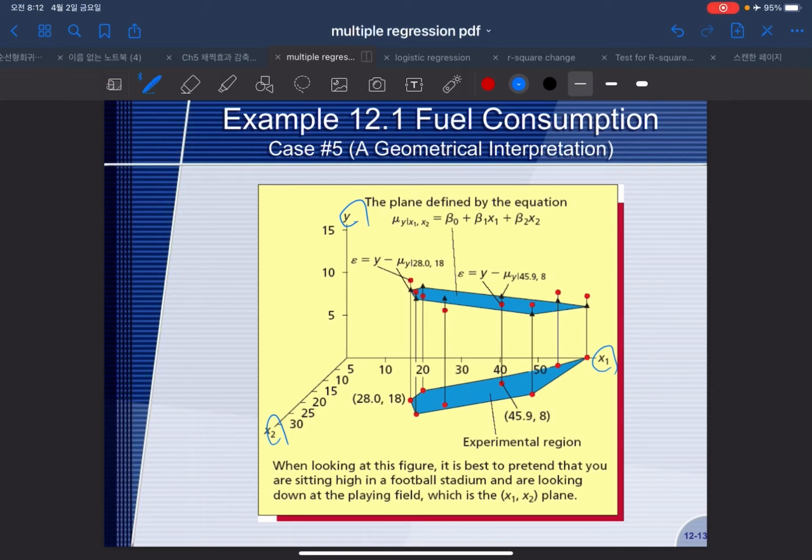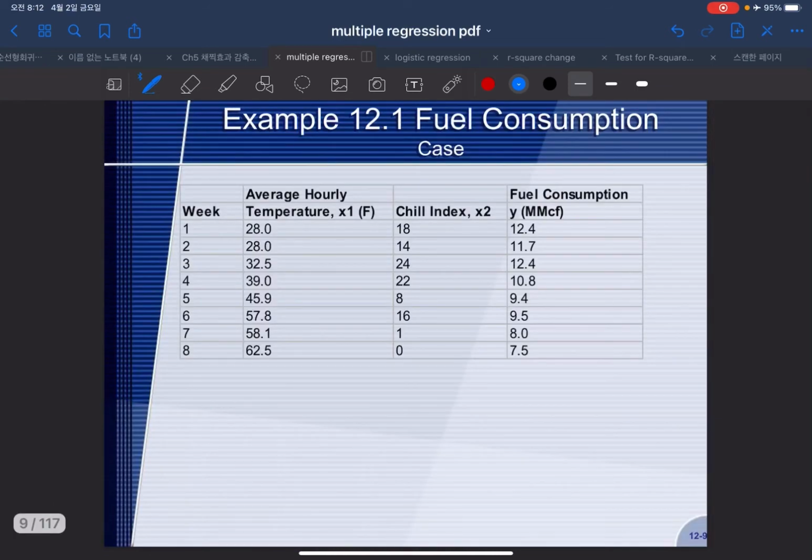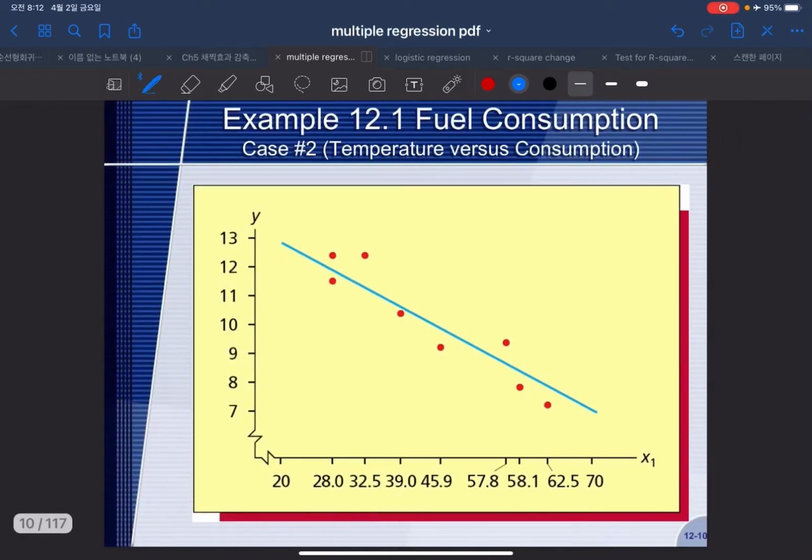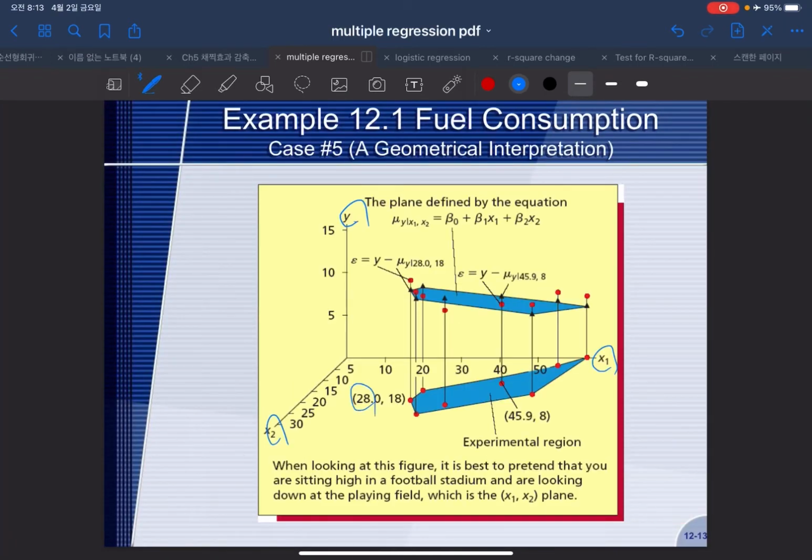So for example, if we have a data like this, right? Let's look at this data. So y value is 12.4 and x2 is 18, x1 is 28, right? So in this case, if you look at the graph, x1 is 28 and x2 is 18 and the dependent variable is 12.4, right? So in this case, this point is located somewhere in the space, right?